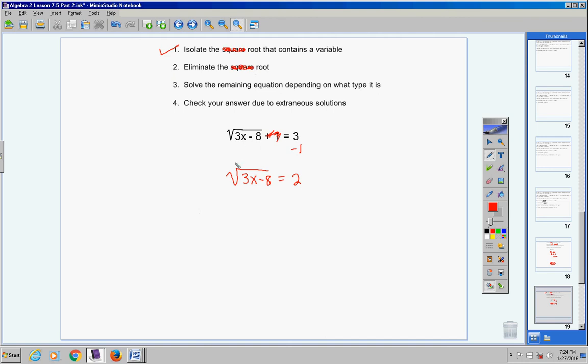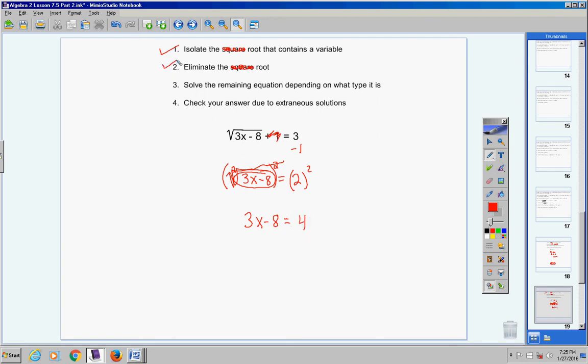Alright? Now, this is a square root, so there's a 2 there even though you can't see it. So we're going to raise this side to the second power. And we're going to raise this side to the second power. Now, the reason I raised this side to the second power was to get rid of this radical right here. So when you square a square root, they cancel out, leaving you with just the radicand. Over here on the right side, 2 times 2 is 4. So step 2 is done.